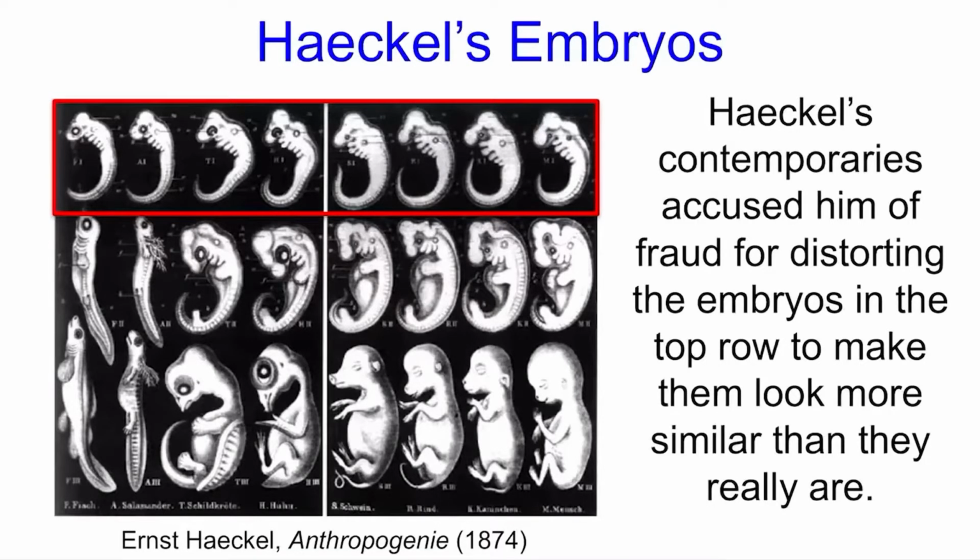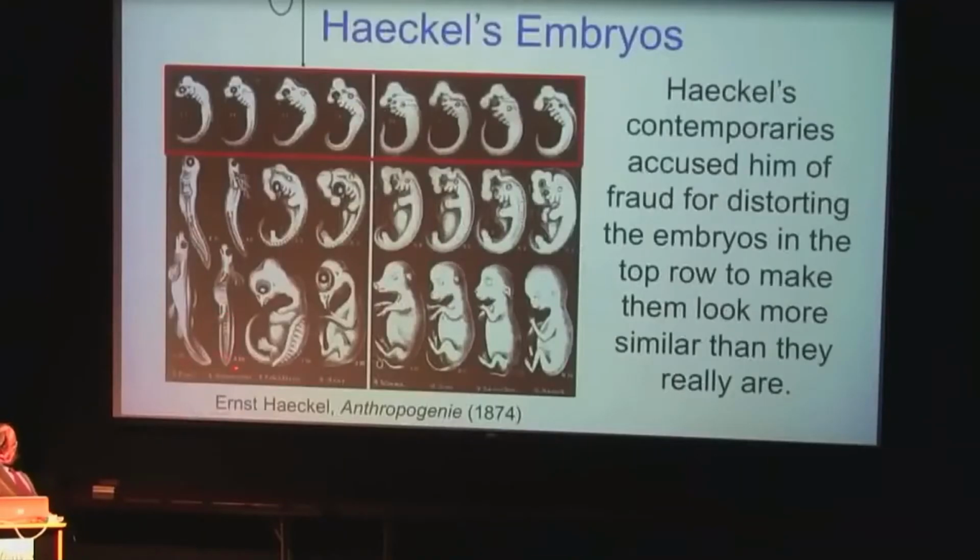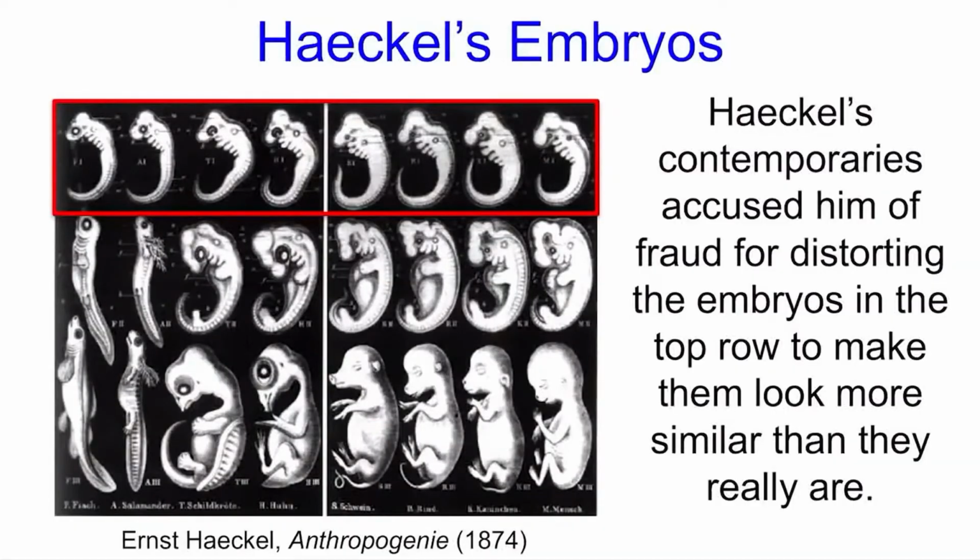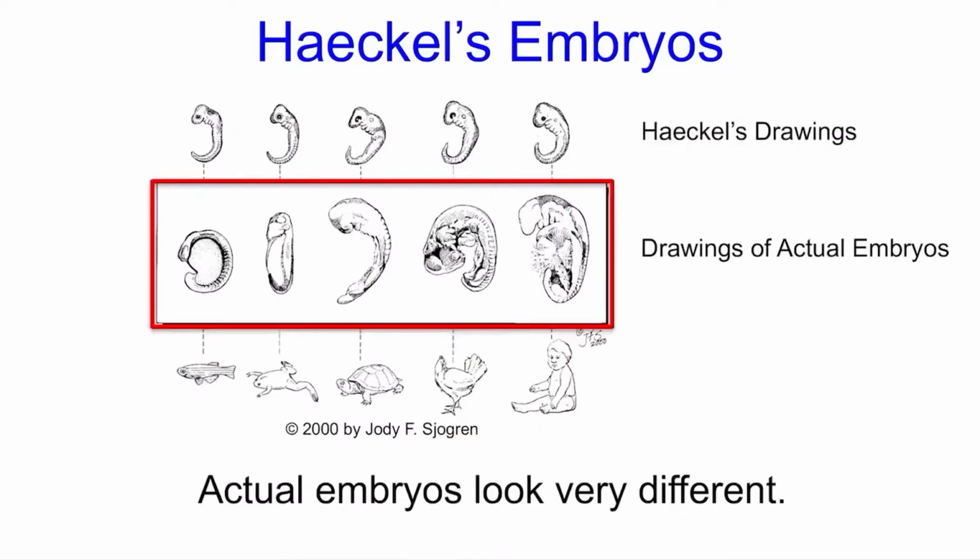In the top row, according to Haeckel, we see the early forms of these embryos. So that's a fish, salamander, turtle, bird, and 4 mammals. And they all look like little fish. Well, Haeckel's contemporaries accused him of fraud for distorting those embryos to make them look more similar than they really are. And in fact, he did.